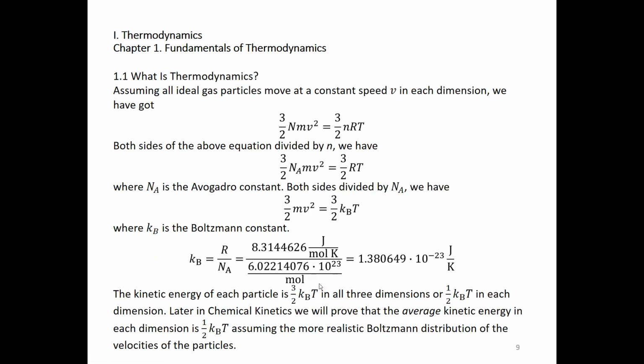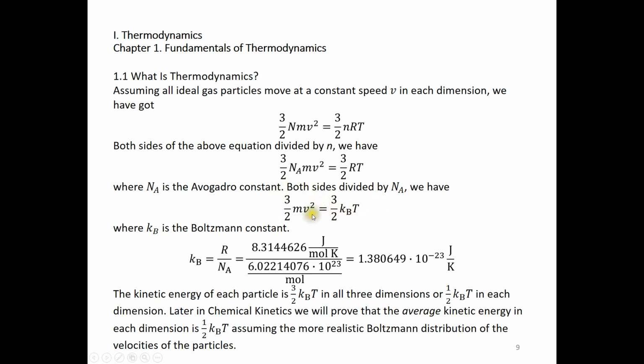So again, if we assume all gas particles move at a constant speed v in each dimension, we have this equation, and we can divide this equation by the number of moles. We get this equation. This is just because the number of atoms divided by the number of moles is Avogadro constant. Avogadro constant is 6 times 10 to the power 23. Now both sides further divided by the Avogadro constant, we have this 3/2 mv squared is equal to 3/2 kBT.